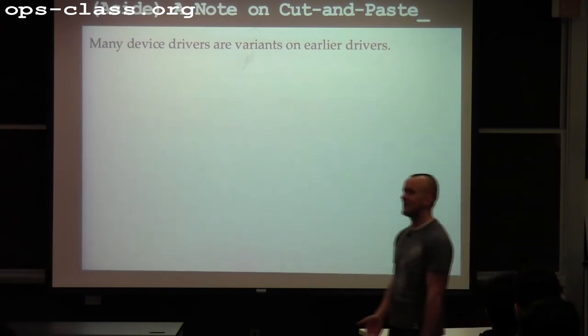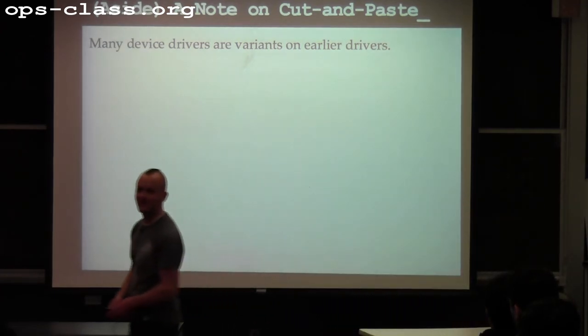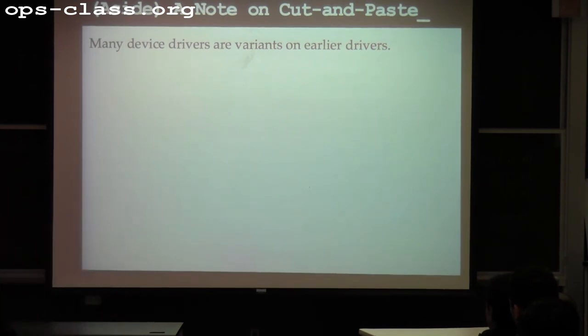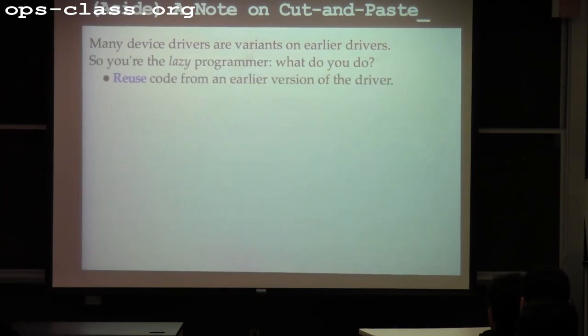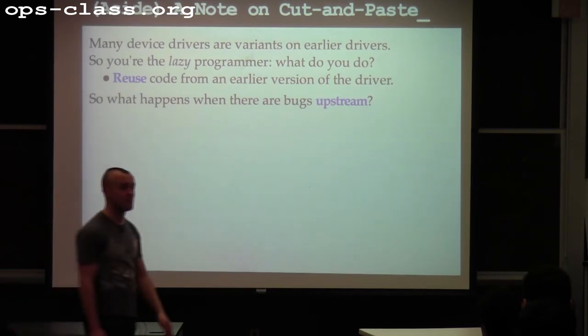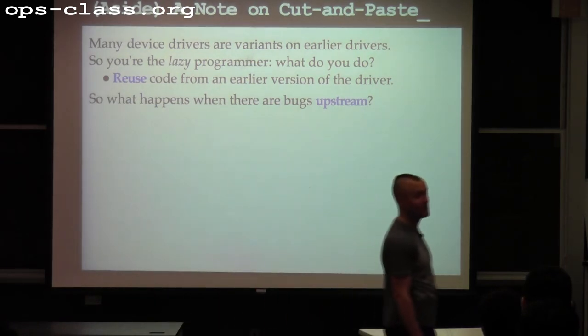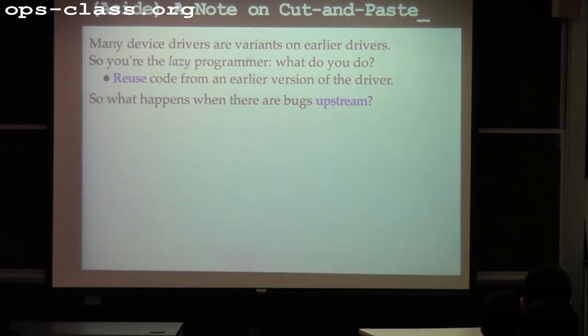What do you think they do? They start with the old driver, right? So for SuperMouse 4.0, they start with the driver for SuperMouse 3.9, and then they add the new SuperMouse features. So what happens when there are bugs in SuperMouse 3.2 that don't get detected for a couple of years or a couple of months? By this point, SuperMouse 5.0 is out. They just percolate downstream, right?